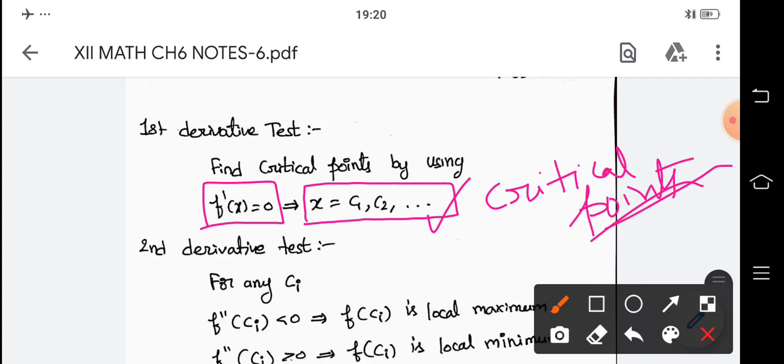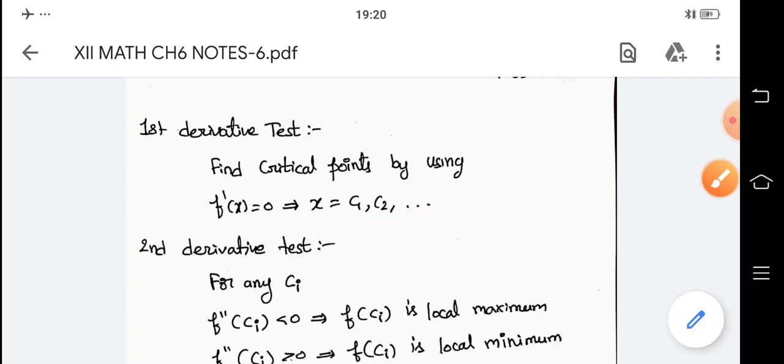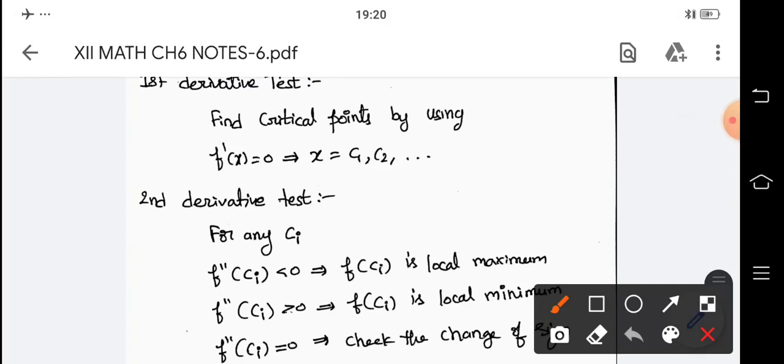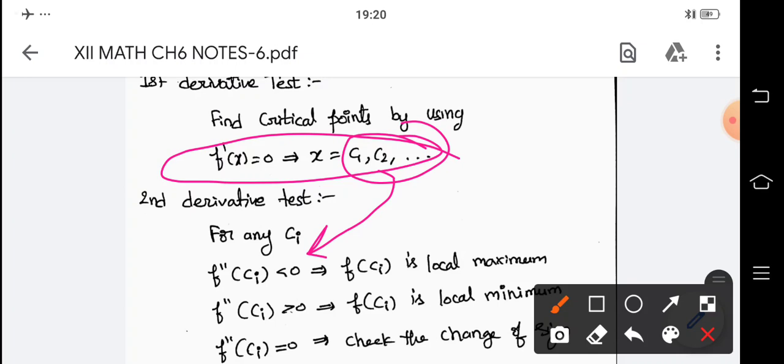Then after finding the first derivative test, you will have to do the second derivative test. In the second derivative test, the very first step is you have to find f double dash of x. After finding f double dash of x, whatever points you got in the first derivative test, you substitute in this. That is c1, c2, c3 and so on. I am just striking ci, where i means 1, 2, 3, like that.